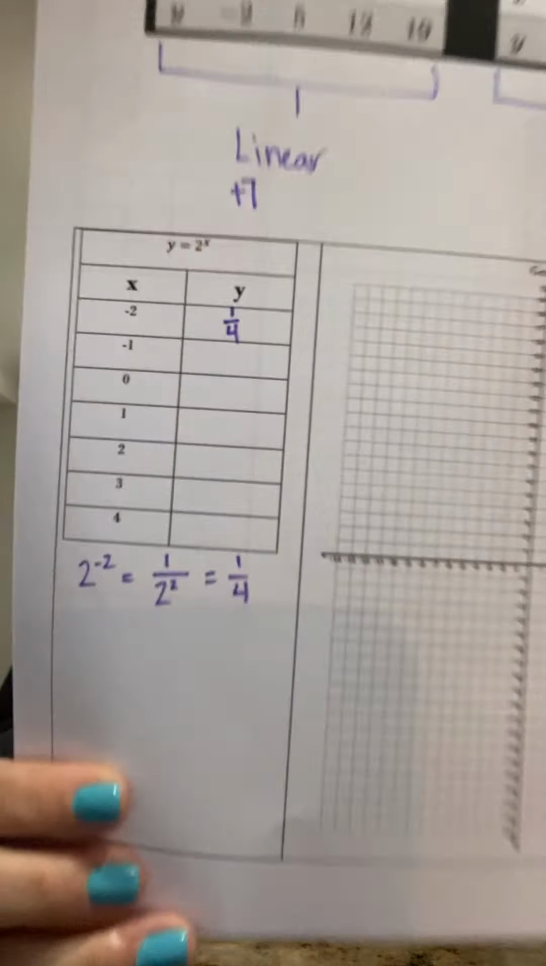All right, so that's where we're starting off. Next one, 2 to the -1 power, that's going to be 1 over 2 to the first power, which is 1/2. 2 to the 0 power, well, anything to the 0 power is 1, so I don't even have to do the math. 2 to the first power is just 2. 2 to the second power, 2 times 2, is 4. 2 to the third power, 2 times 2 times 2, is 8. And 2 to the fourth power, 2 times 2 times 2 times 2, is 16.